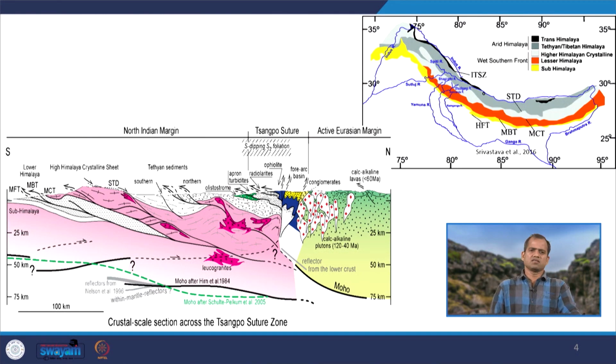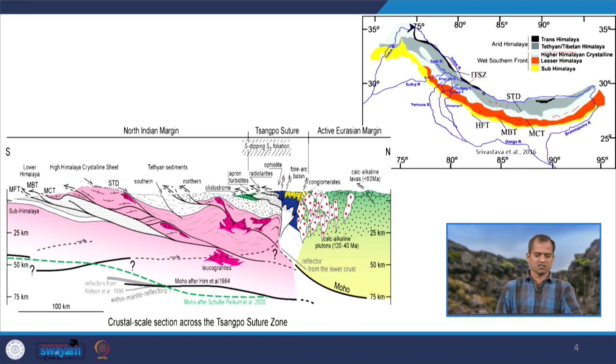And here is the geological map, the simplified geological map of the Himalayan sequence. The Trans-Himalayan, this black one, followed by the Tethyan Himalayan sequence, the higher Himalayan sequence, the lesser Himalayan sequence and the sub-Himalayan sequence. So, these fall under the Indian plate system except the Trans-Himalayan.